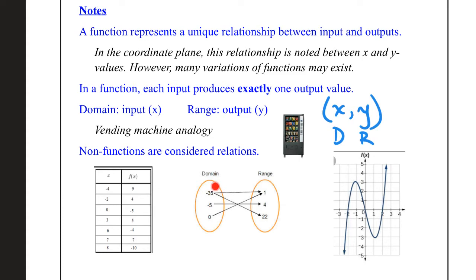This x value of -35 is corresponding to 1 and 22. So this breaks this definition right here. There's an input that has more than one output associated with it. Okay, so this is not a function. The mapping diagram in the middle, not a function. It has more than one output associated with it.